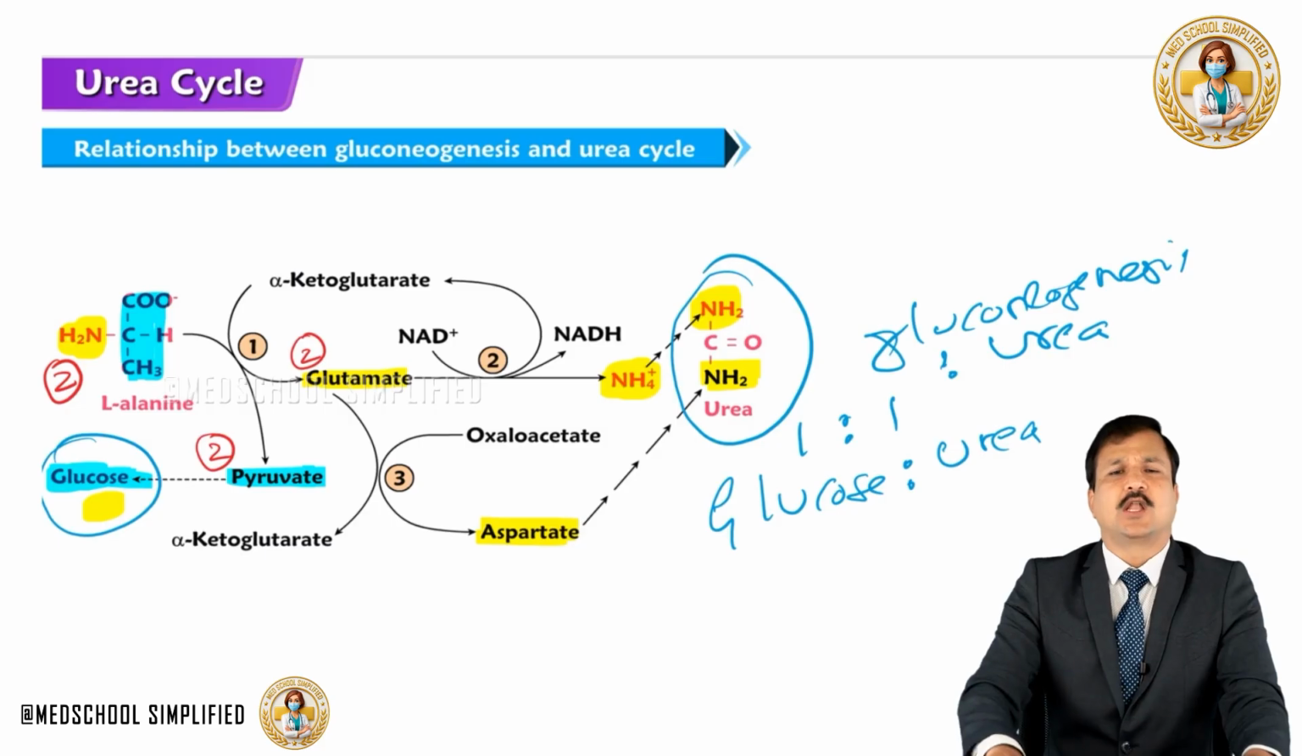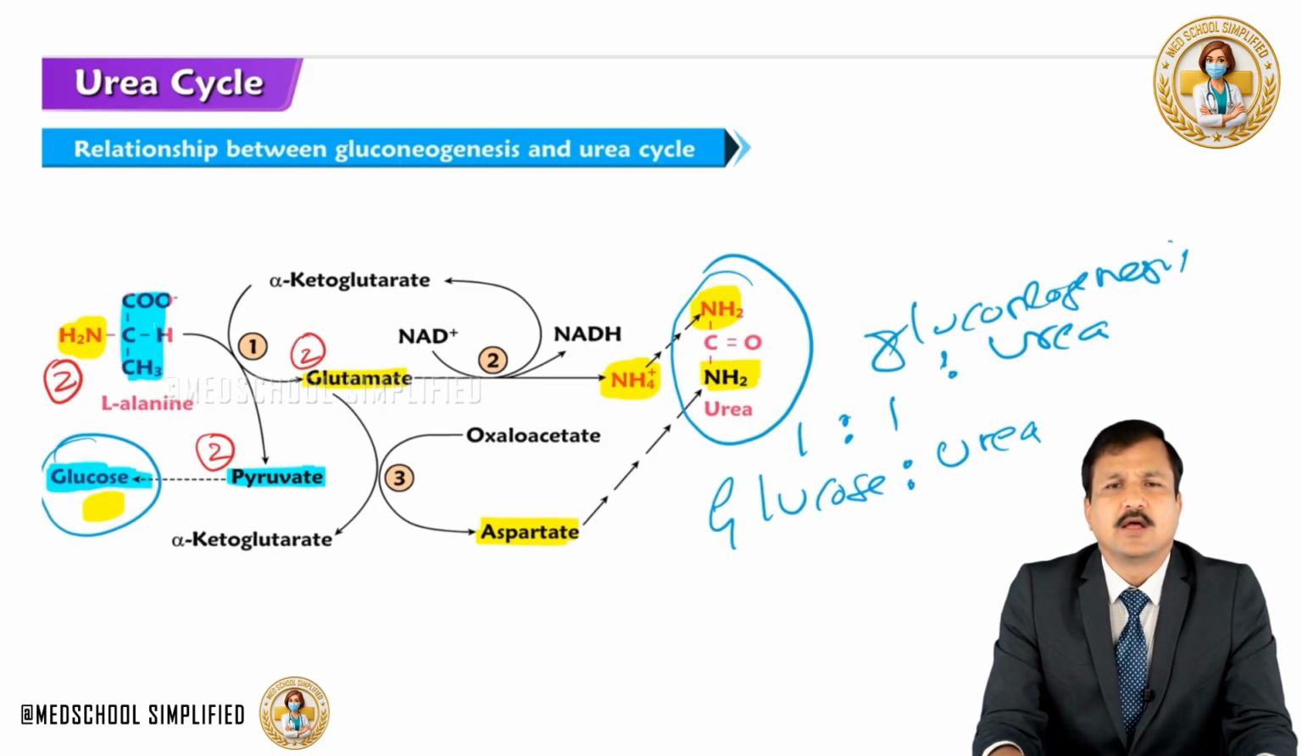So this is what it is all about: different reactions in urea cycle, regulation of urea cycle, and also the relationship between urea cycle and gluconeogenesis. That's about it. I hope this video has helped you in understanding urea cycle and the details of regulation of urea cycle. Thank you.